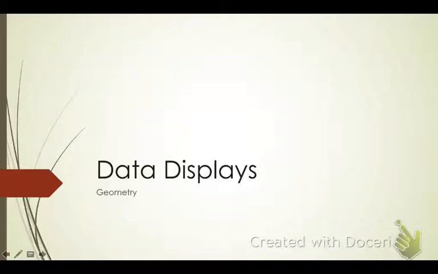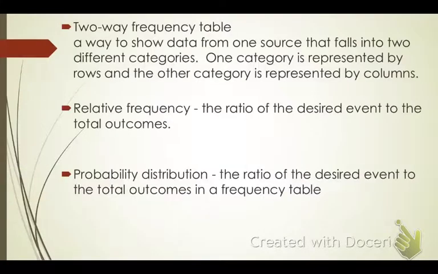We've been studying probability, and now we're going to use some of that and look at data displays. We're going to look at specifically two-way frequency tables, which is a way to show data from one source that falls into two different categories. One category is represented by rows in the table, and the other is represented by columns.